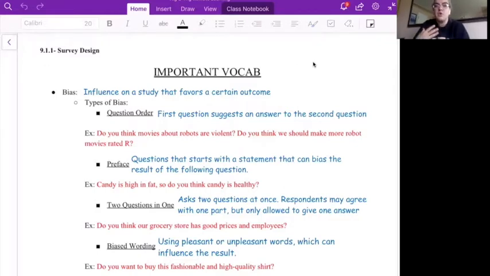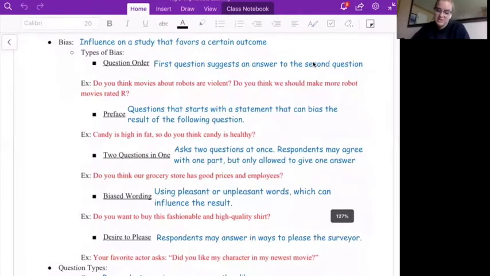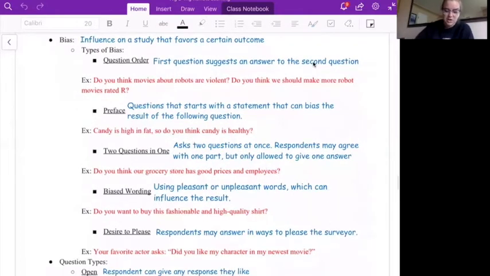So this is if you want to go out and survey people by asking them a list of questions or having a questionnaire. There's going to be some bias that could be either intentional or unintentional, but any type of bias is the influence on a study that favors a certain outcome. And there are different types of bias, and we're going to talk about those. The first is question order, where the first question suggests an answer to the second question.